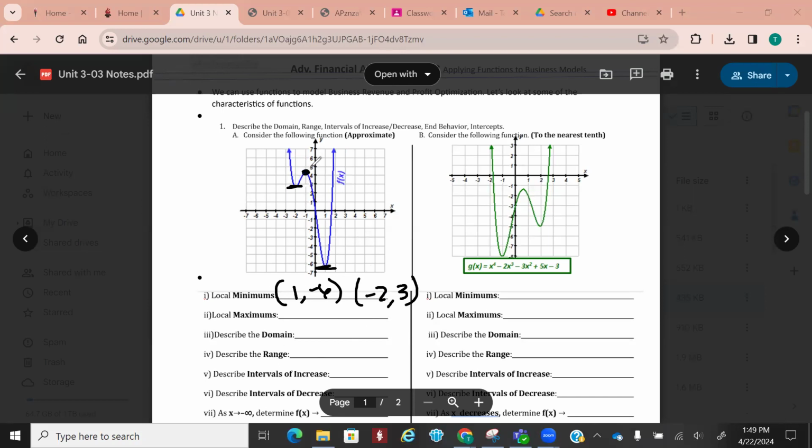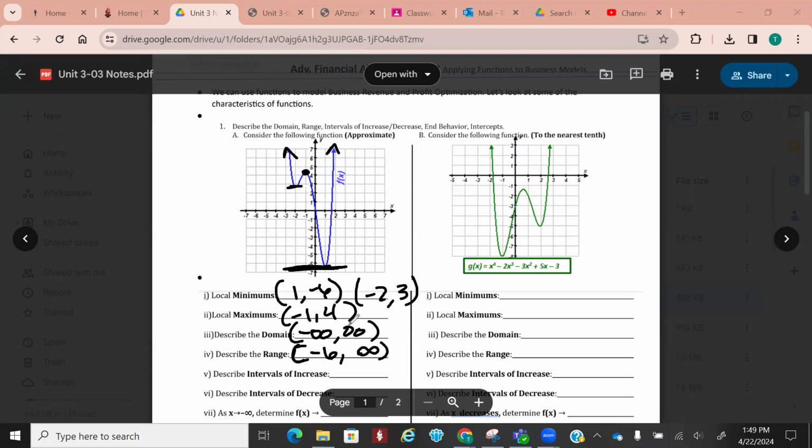Maximums are going to be the opposite. They're going to be up at the top. So anywhere that there's a dip or like a swoop up at the top, that's going to be a maximum. So that's going to be... I'm sorry, let me try this again. (-1, 4). Domain for these functions, it's from -infinity to +infinity. The range is going to go from the lowest number, which is -6, to the highest number, which both of these are arrows, so that's infinity.